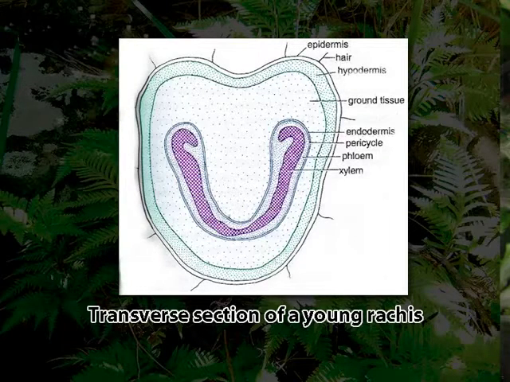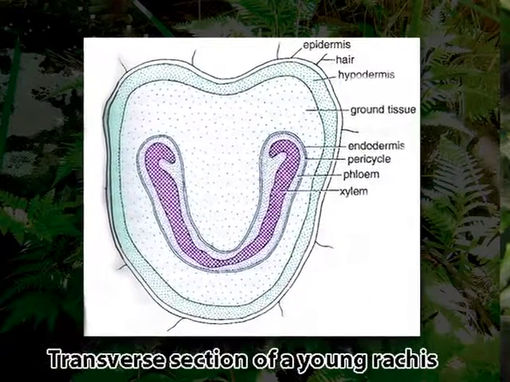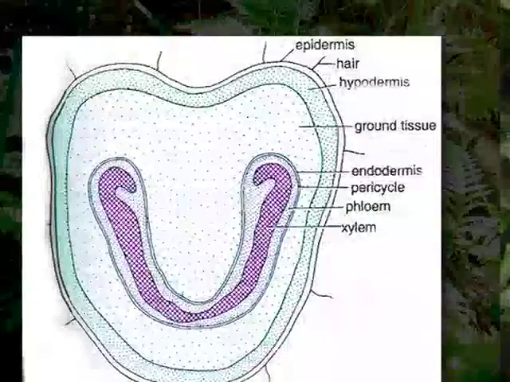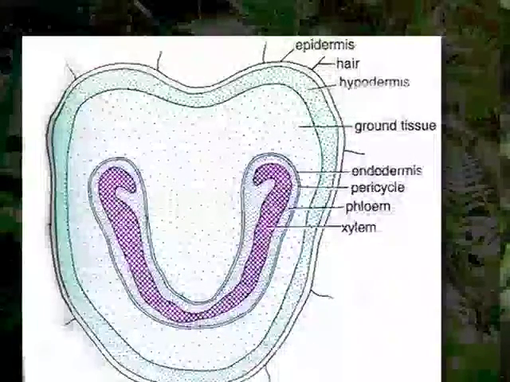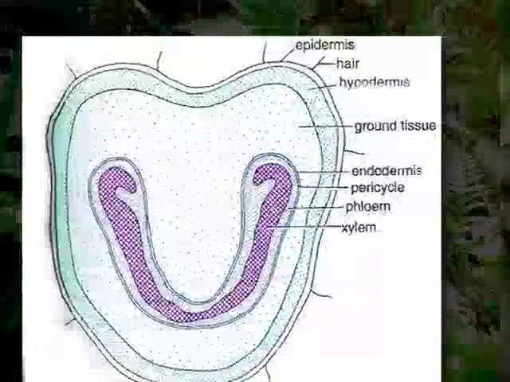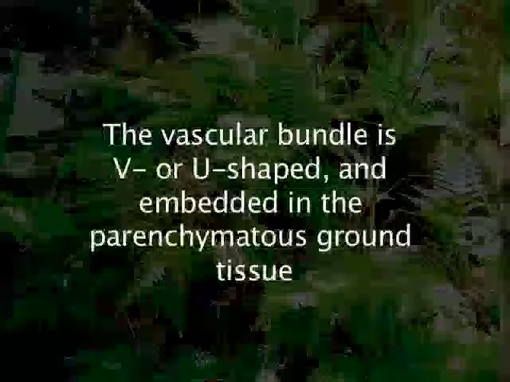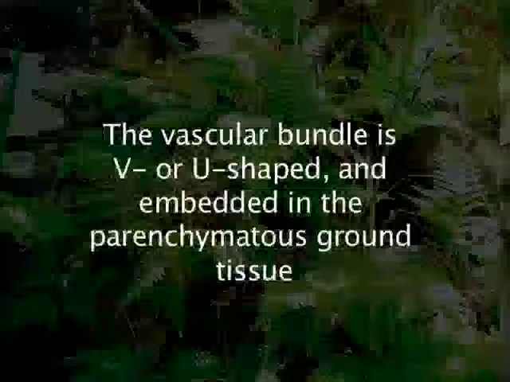It is differentiated into epidermis, ground tissue, and vascular bundle. The epidermis is single-layered with narrow quadrangular cells covered by thick cuticle. Some epidermal cells give rise to uniseriate bicellular hairs called ramenta. The ground tissue has multi-layered sclerenchymatous hypodermis, followed by parenchymatous tissue in which the vascular bundle is embedded. The vascular bundle is V-shaped or U-shaped and embedded in the parenchymatous ground tissue. Pericycle is 1 or 2 layered and parenchymatous. Xylem is at the center with mesarch condition surrounded by phloem.